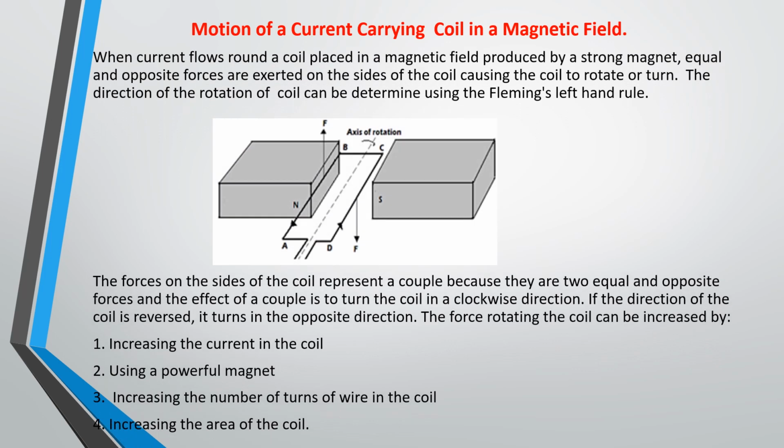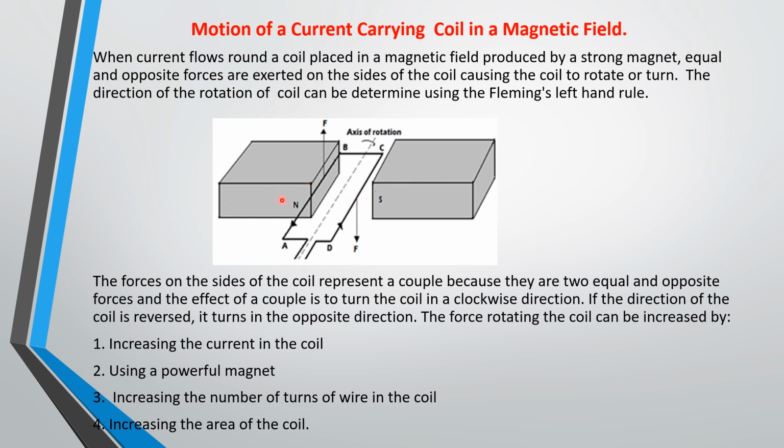Okay, so if this is a coil and it is placed between two magnets, as we have discussed before, there is a magnetic field between these two magnets. So there is a force that will act on this coil that is in between these magnets. So we want to look at the motion of this coil that is placed in this magnetic field.